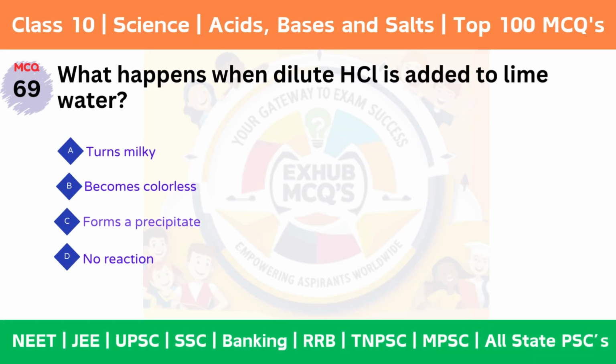MCQ 69. What happens when dilute HCl is added to lime water? Option A, turns milky. Option B, becomes clear. Option C, forms a precipitate. Option D, no reaction.